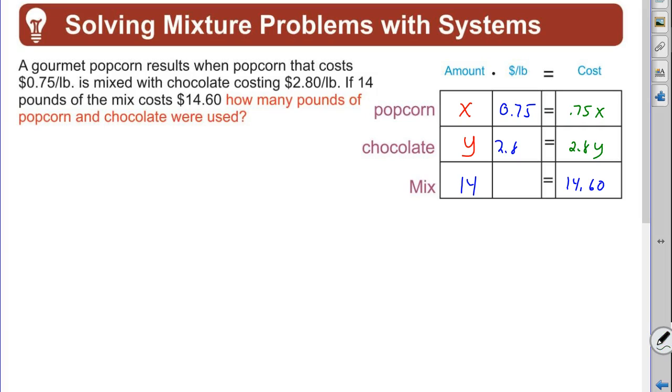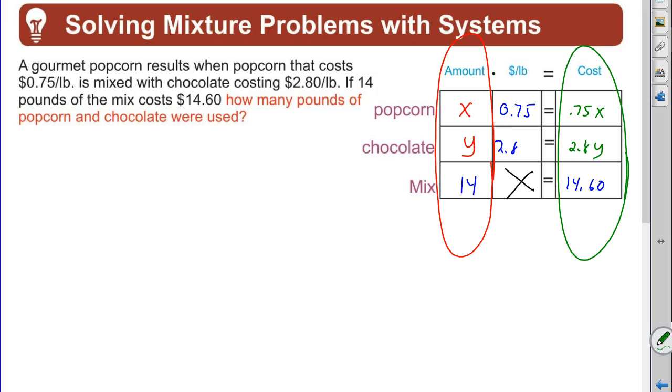Say, Mr. Scarfi, you don't have the price per pound for the mix. I don't need it. Sometimes you'll have a blank in the chart. Why don't I need it? Because look, here's one equation, the amount equation. And here's the other equation, the cost equation. And the nice thing about mixture problems is this. The equations are always total equations.